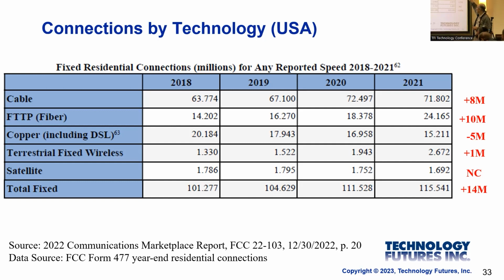And then we lost 5 million from people dropping off DSL. We gained 1 million with fixed wireless, though. So that's a pretty big piece in itself. And some of those are probably first-time adopters to broadband. Couldn't get anything before, now they can get fixed wireless. And then satellite was about the same. So on net, we gained about 14 million broadband subscribers in those years between 18 and 21, excuse me, 1, 2, 3 years.